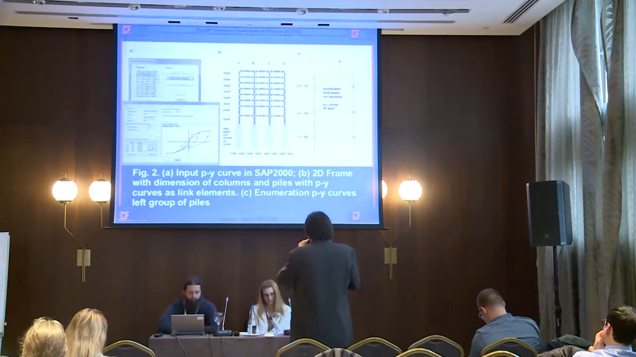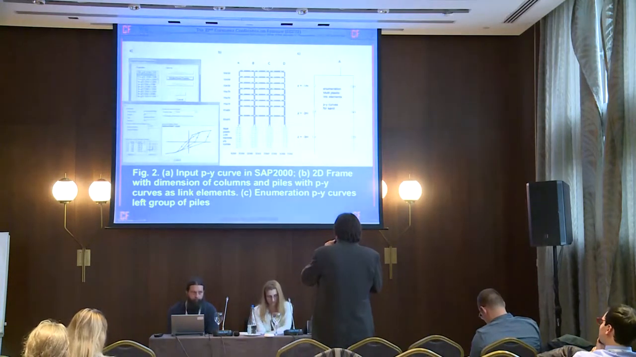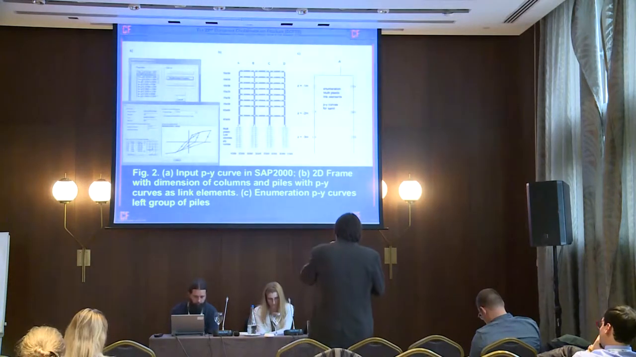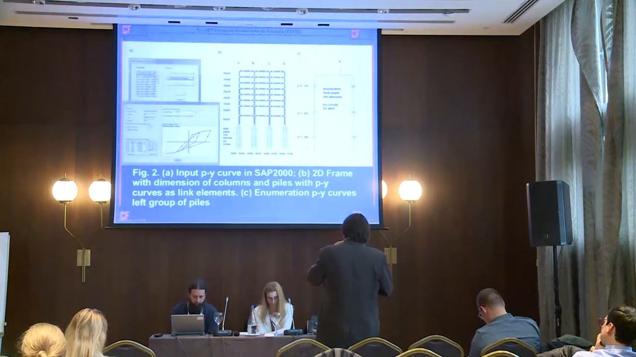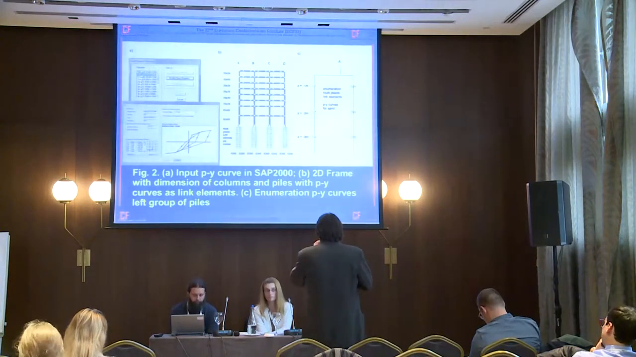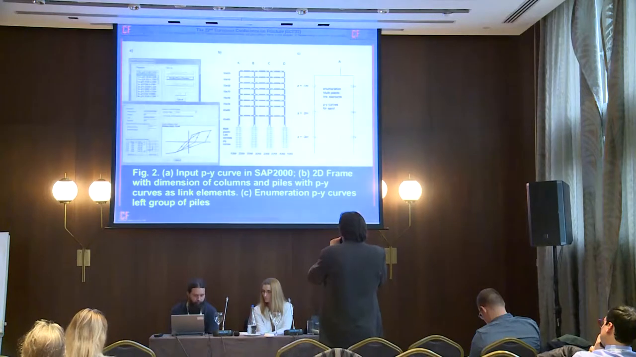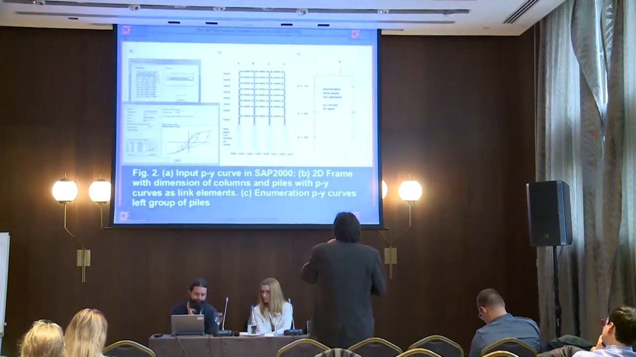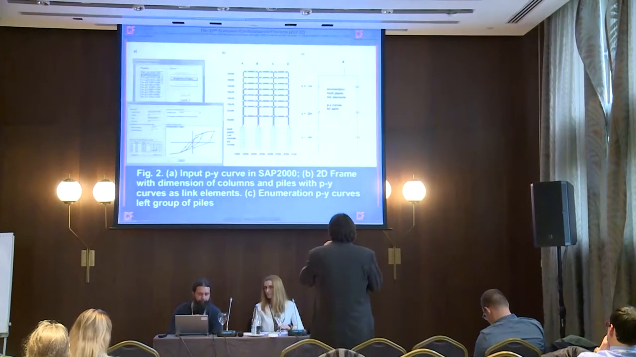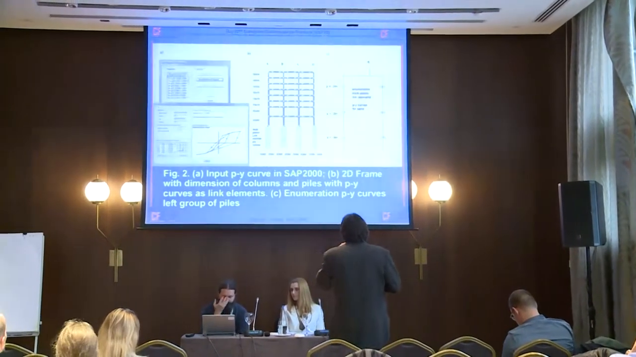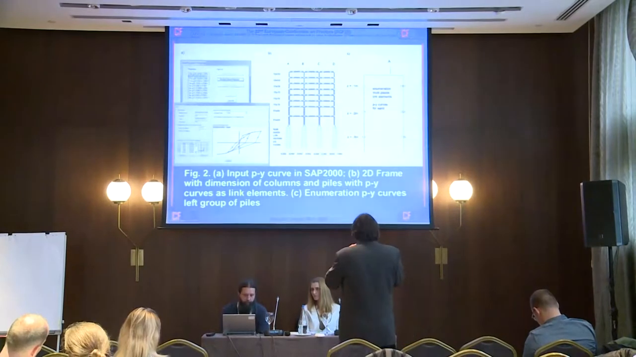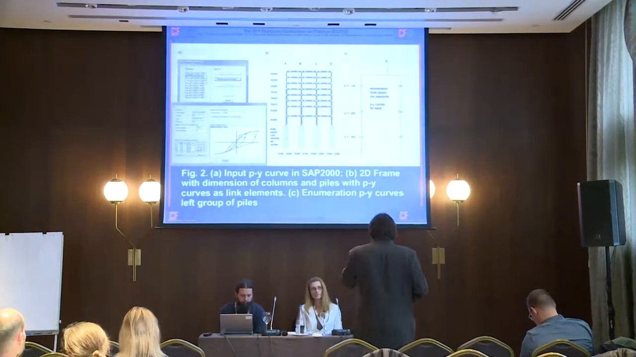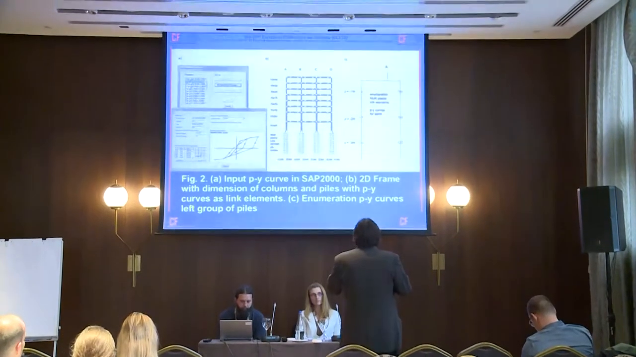This is the input of the paper on the curve in SAP2000. It is the model of the 2D frame. This is a multi-plastic link element. It is different for depth of soil, and on the right is the elevation of the pile curves, left the group of piles. This pile is analyzed in this paper.